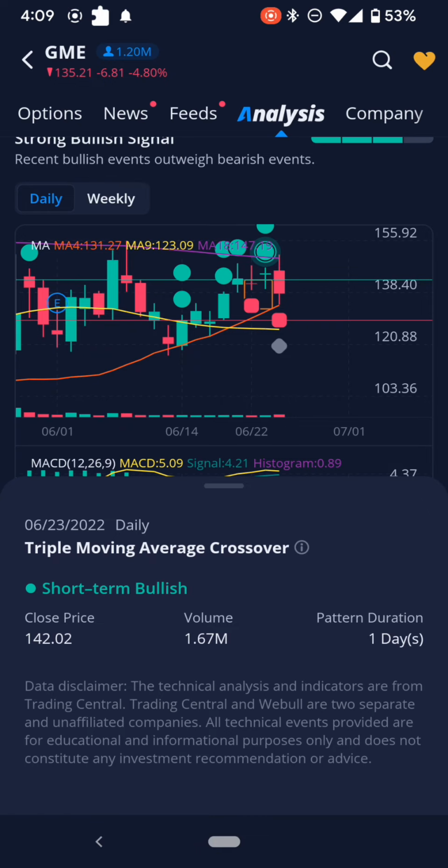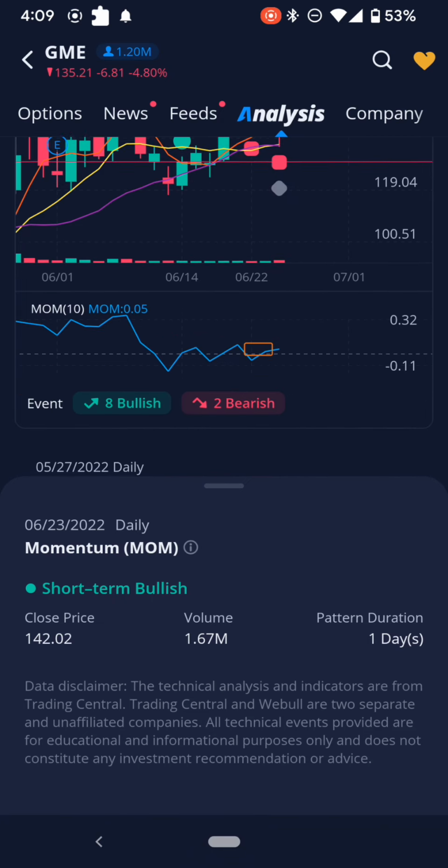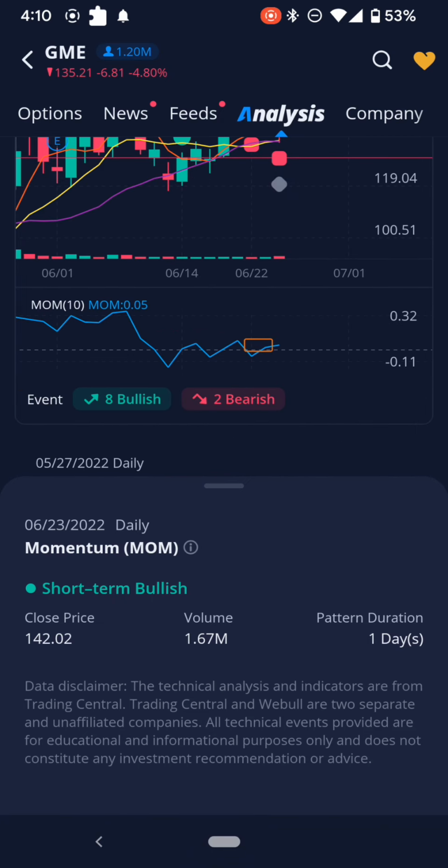A lot of them are just moving average crossovers. Like I said, this whole area between 120 and 145 is a lot of moving averages, so a triple moving average crossover there. Then momentum indicators, and it shows down here on this MOM. This isn't one I really use, but it's highlighting the area. I think after it crosses that dotted line, maybe that's bullish.